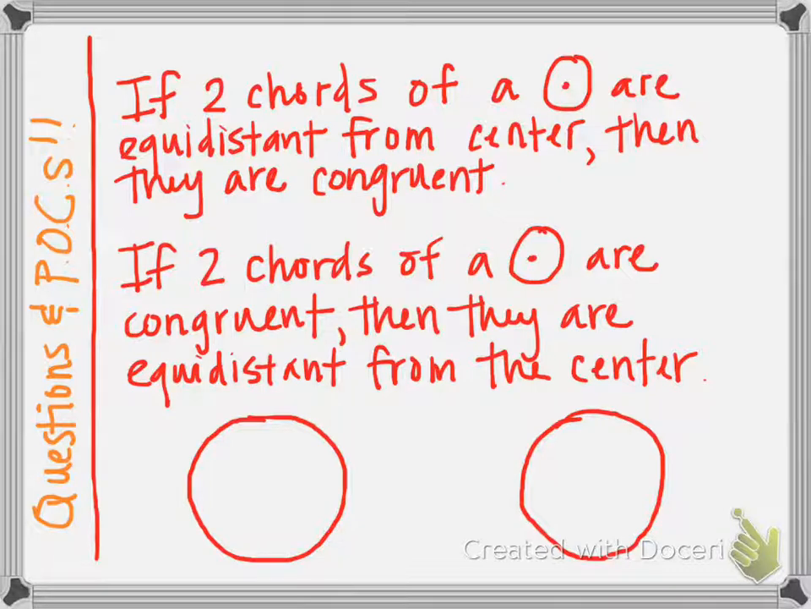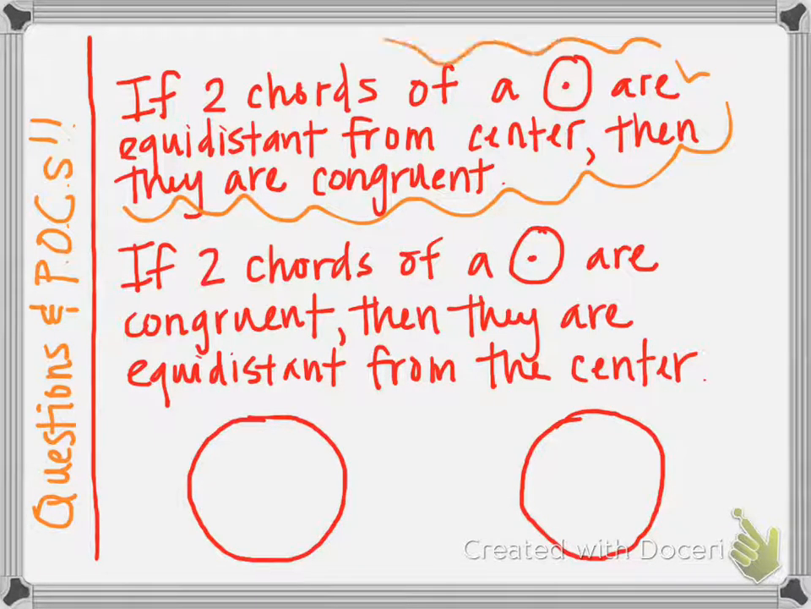Here are two theorems that are converses of each other. The first says if two chords of a circle are equidistant from the center, then they are congruent. So if you look at one of these circles below, I'll show you what that means. If you have two chords and they are equidistant from the center, which just means they're the same distance from the center.